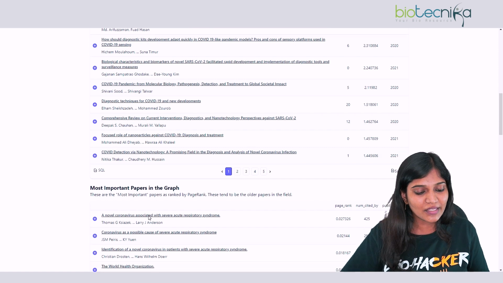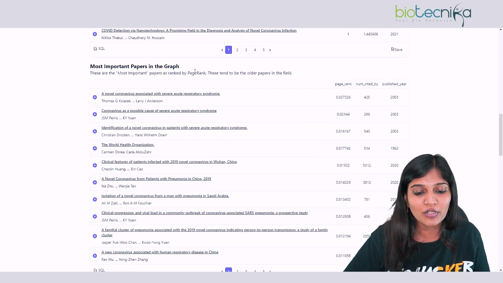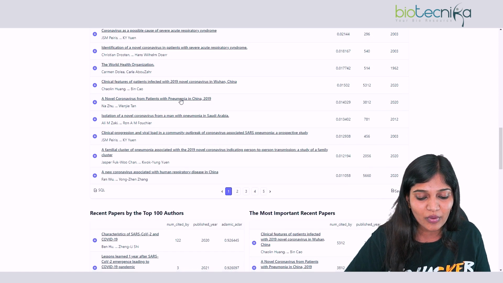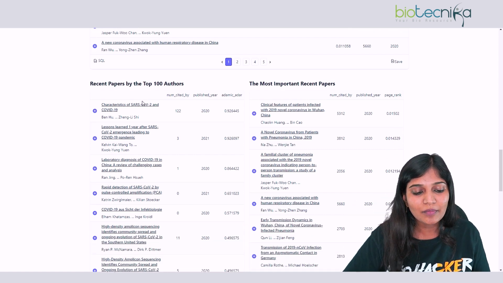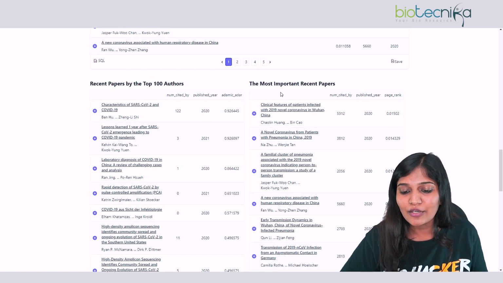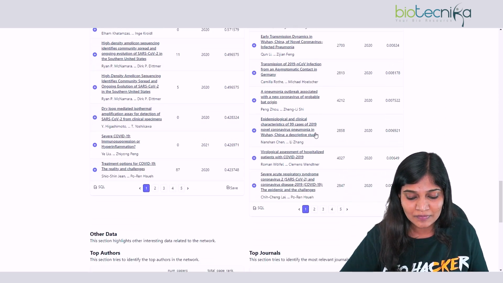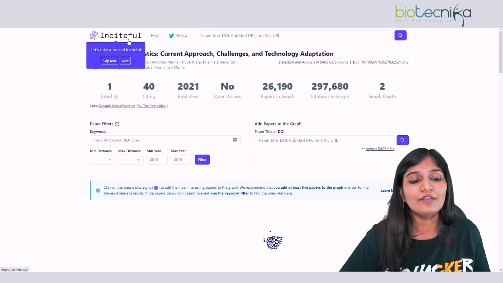And the most lovely thing is that they also tell you the most important papers, so you can choose. You just have to click onto this and you can find out those things. And the top authors, so you can also select the papers based on the top authors. And the most important recent research papers are also available. I'm going to tell you this is definitely going to be helpful and insightful.